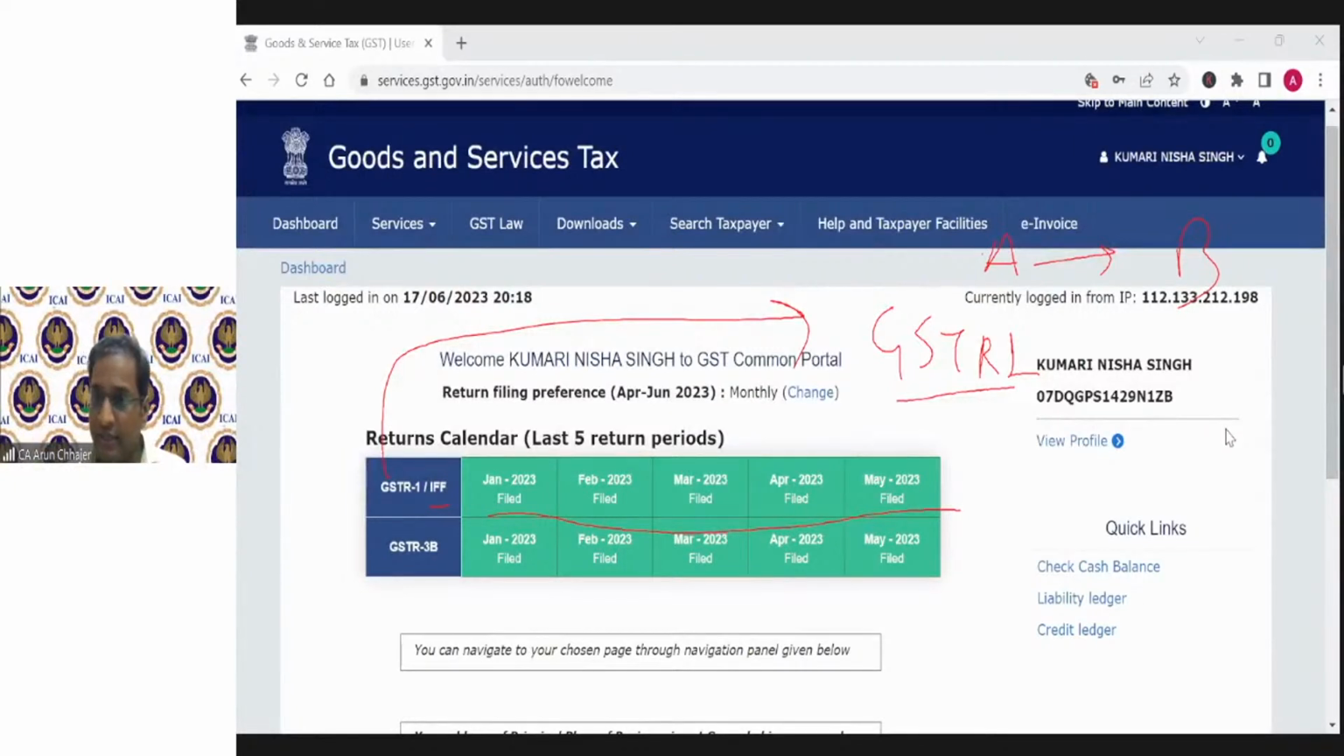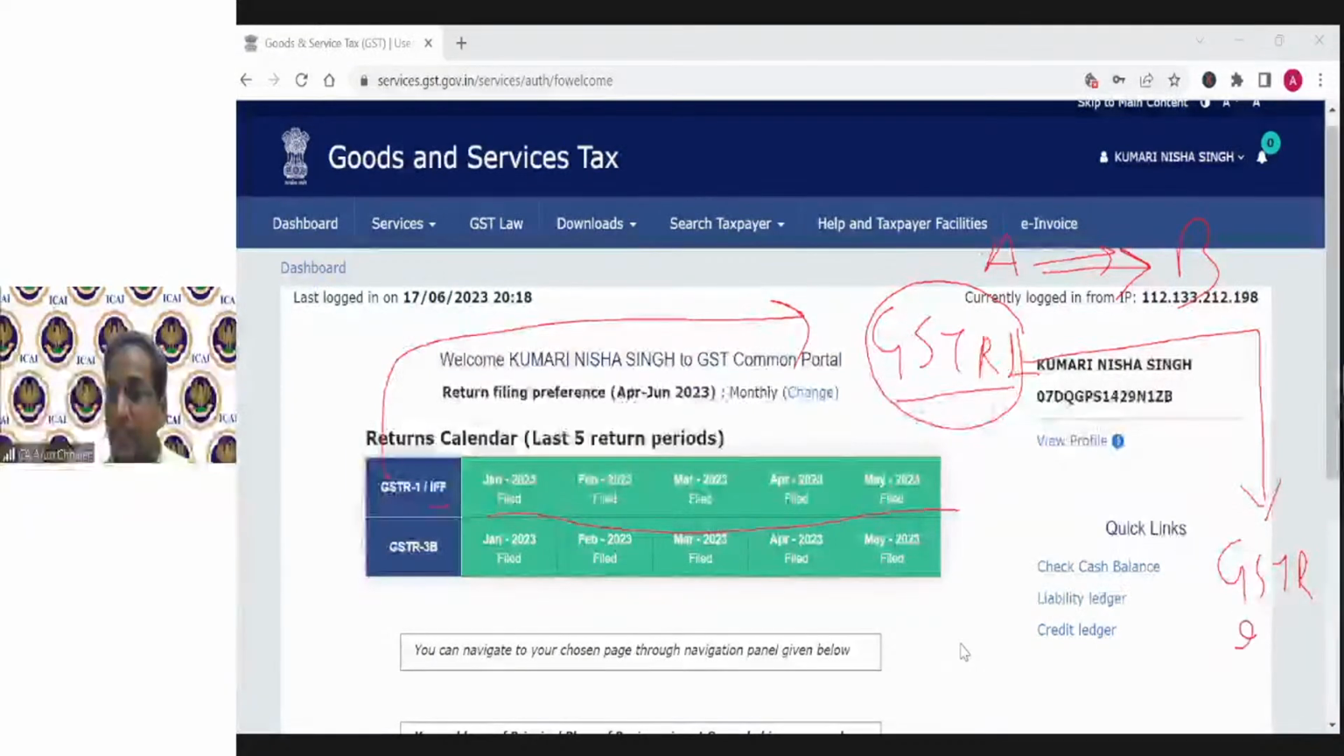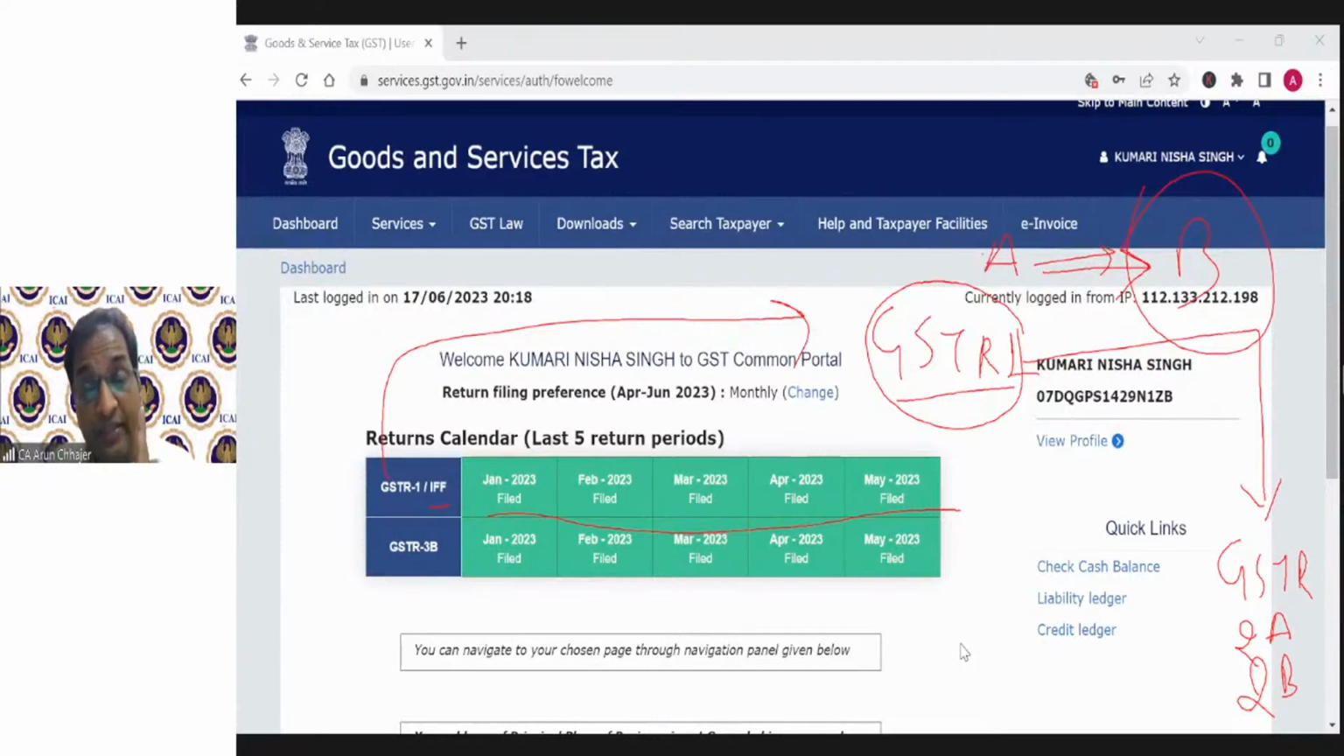Now both parties are registered in the GST. So once the outward supplies by A are reported in the GSTR1 by A by the due date, they will appear in the GSTR2B of Mr. B, the recipient, and that will be only for viewing purposes. Only for viewing purposes, not for any other purpose.